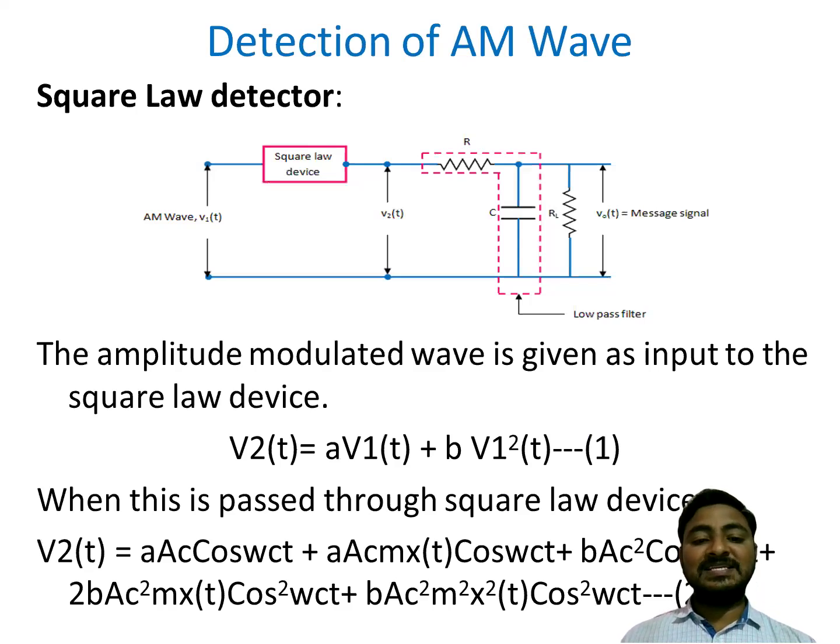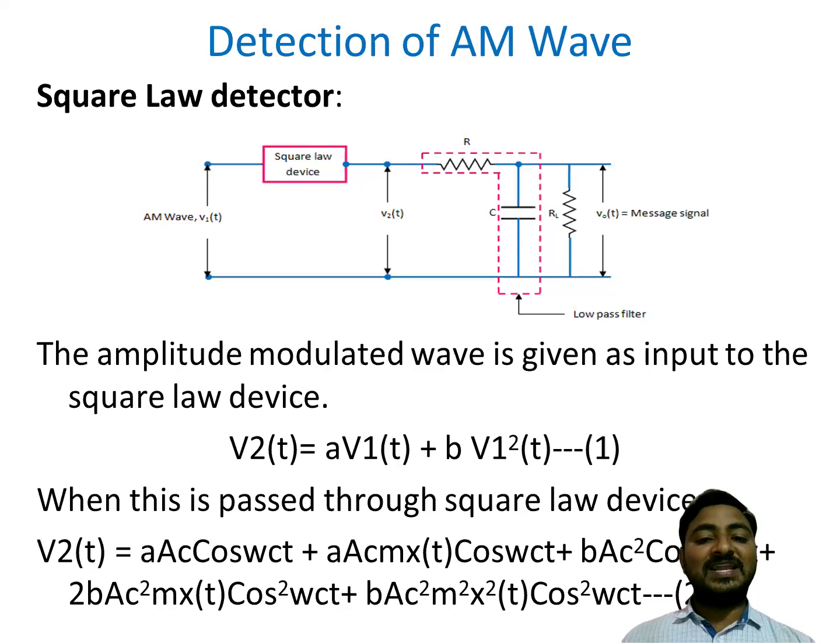When the signal is passed to the square law device, then V2 of t is equal to A into AC cos omega ct plus A into AC m of t into cos omega ct plus B into AC square into cos omega ct plus B into AC square m square into cos square omega ct. This signal is nothing but the output of the square law device.